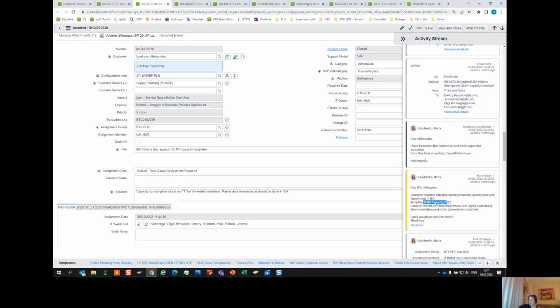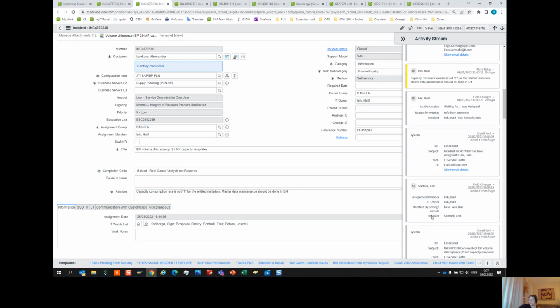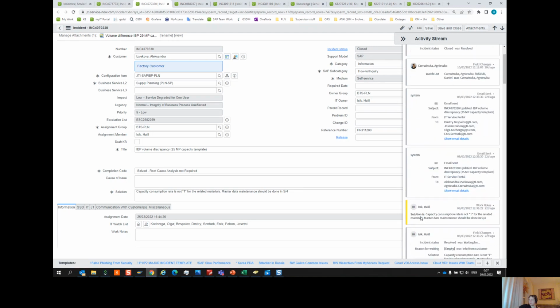She has the template number provided by the user. Then she has the exact key figure names, like capacity demand is higher than supply view cumulative production. So she described the issue in a really brief, rational way. And the solution from the BTS member is: capacity consumption rate is not one for the related materials. Master data maintenance should be done in S4.